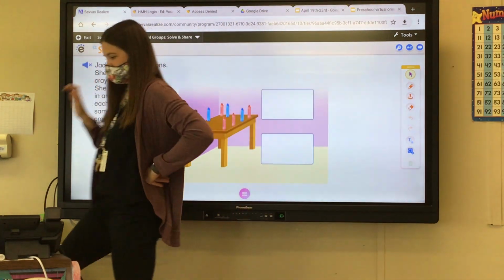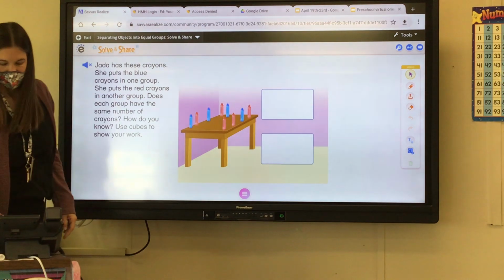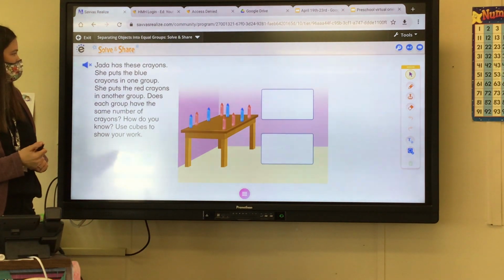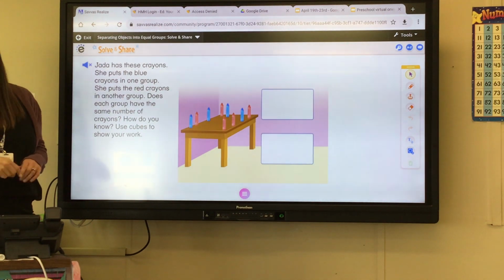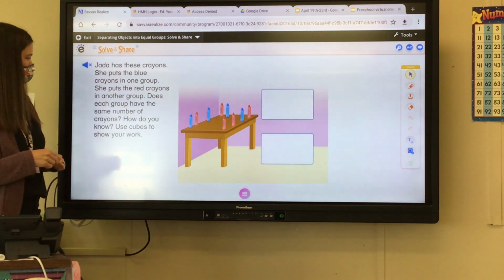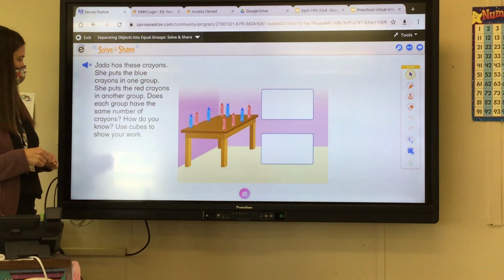So let's listen. Jada has these crayons. She puts the blue crayons in one group. She puts the red crayons in another group. Does each group have the same number of crayons? How do you know? Use cubes to show your work.